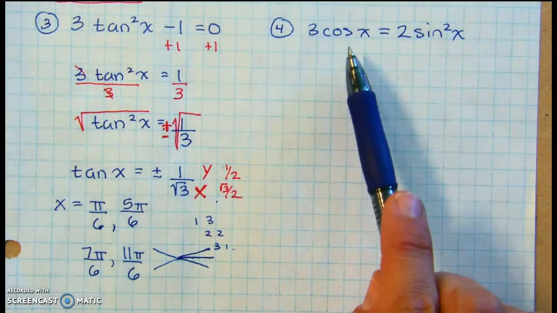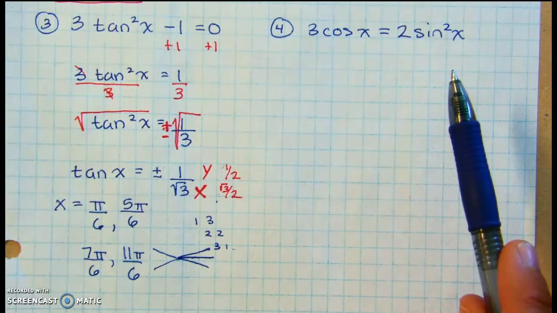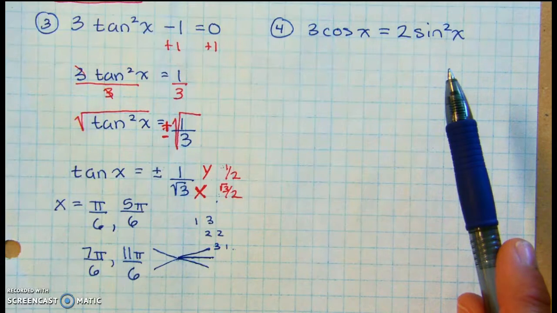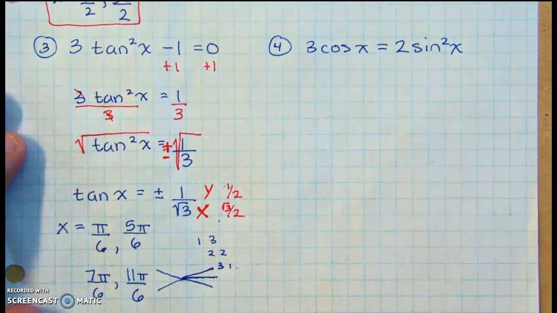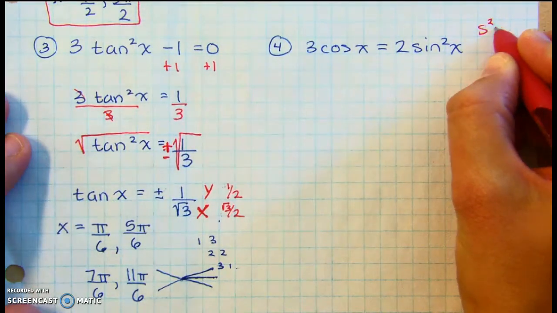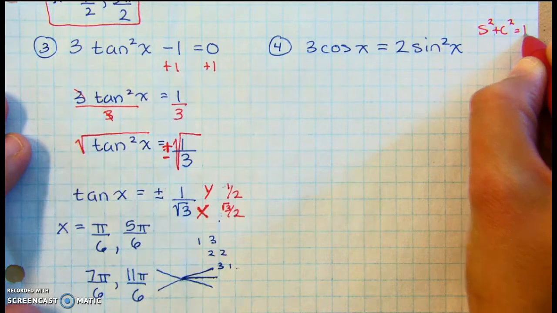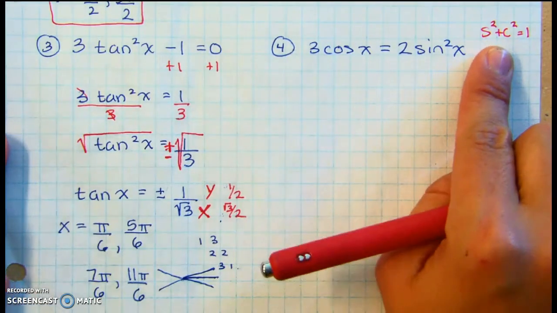All right, friends, here we go. We have cosine and sine. You can't really solve it if you have 2 different trig functions. So, do you see this sine squared? Okay, watch, watch, watch. You should have this memorized. Sine squared plus cosine squared equals 1. That's how I have it memorized. Isn't it cute? Okay, I don't write the whole thing out.